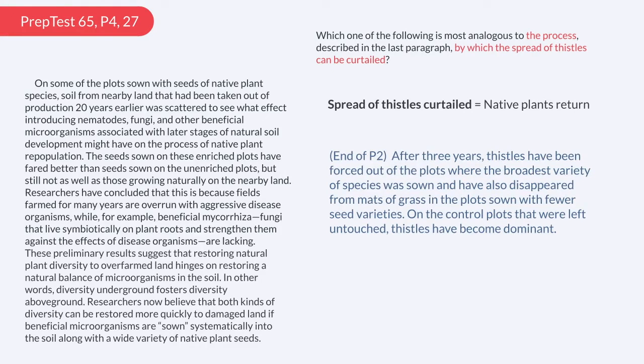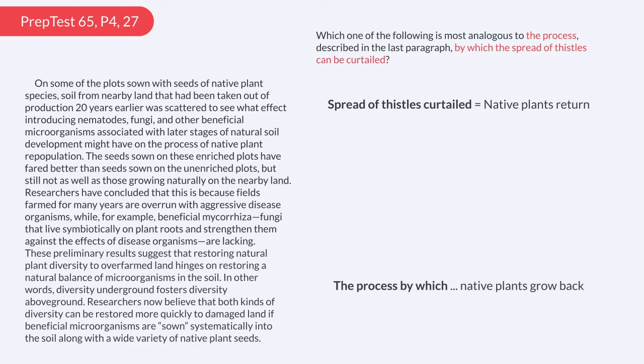Because it said at the end of paragraph 2, after 3 years, thistles have been forced out where the native plants were successfully growing back. So we can interpret this question as, what's the process by which we get the native plants to grow back as robustly as possible? The more of them that are growing, the more we're curtailing the spread of thistles.